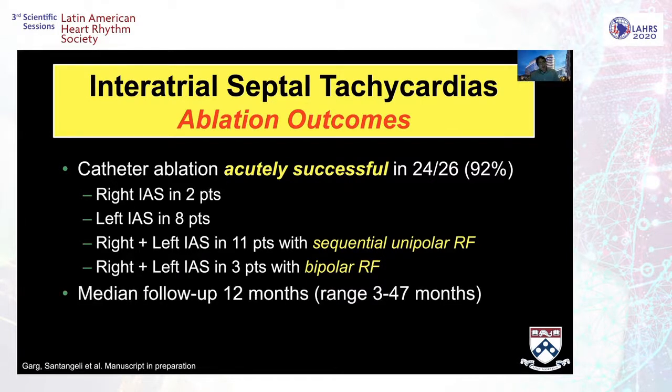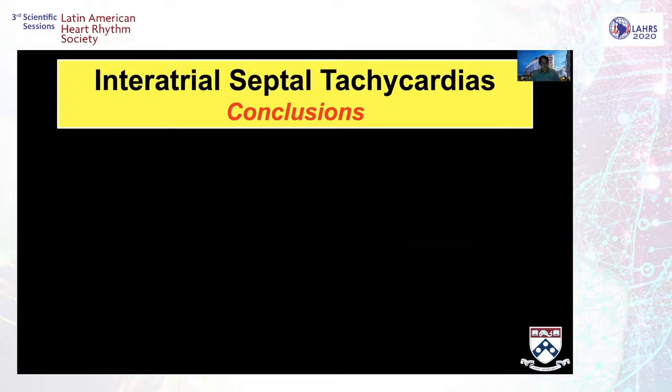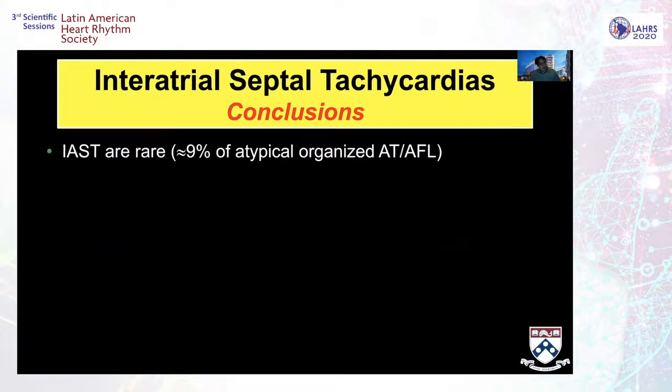The median follow-up in this study was 12 months, with a range of 3 to 47 months. And in this group of patients, 54%, so 14 total, remained free of recurrent atrial arrhythmias. I will conclude here that intra-atrial septal tachycardias, which include focal and flutters, are rare. 9% of atypical organized atrial tachycardias are flutters.